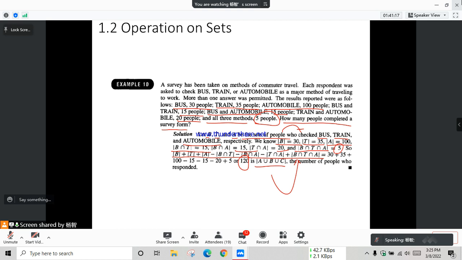Okay. This is another example for the inclusion and exclusion property. But this example is about three sets, and example 9 was about two sets.